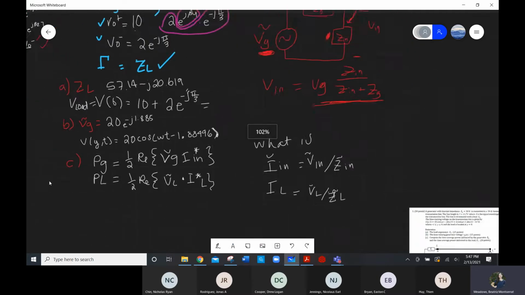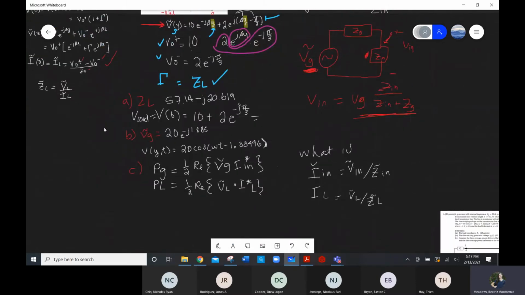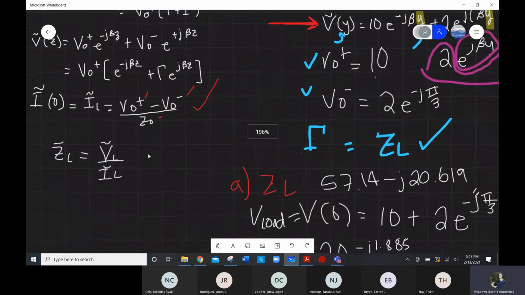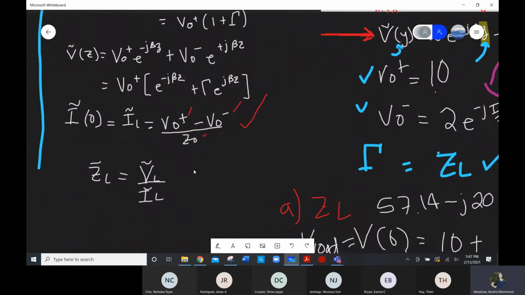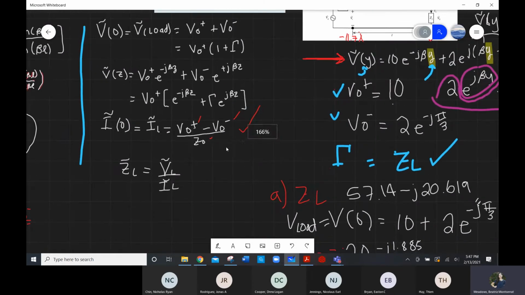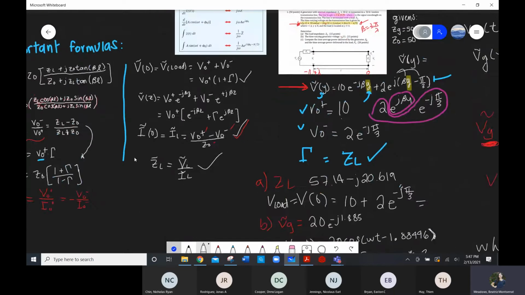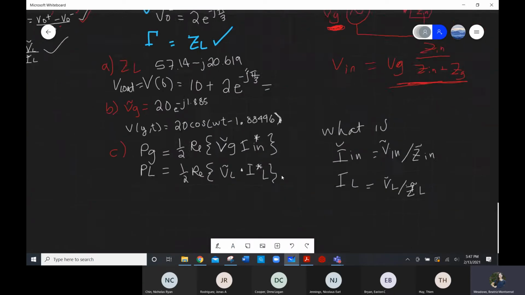Or you could find IL actually, because you have this equation. So there are so many ways to do these tests, okay? Just try to rework problems and see what you do best first, because that's what you're most comfortable with, and you'll be fine. So you know what V load is. V load was right here. And you know what I load is. You know what ZL is. I don't care how you found the current, you'll be fine. You'll survive, okay?